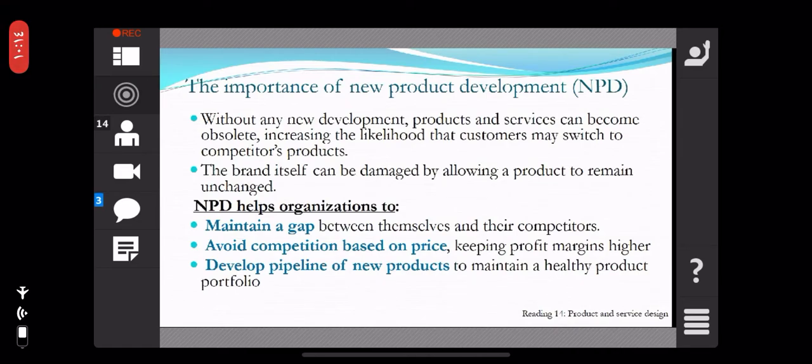Product development, service development, organization development, what does this basically show? This shows that there is a process called the continuous research process. This research process will generate new ideas. New ideas provide opportunities for new product development, for the development of the organization, of the product, and of the services. So basically, developing a pipeline of new products to maintain a healthy product portfolio.